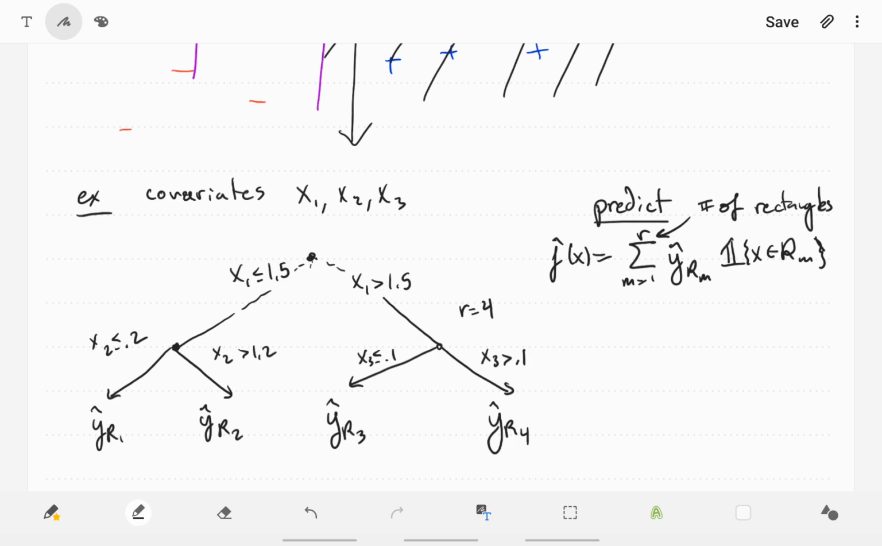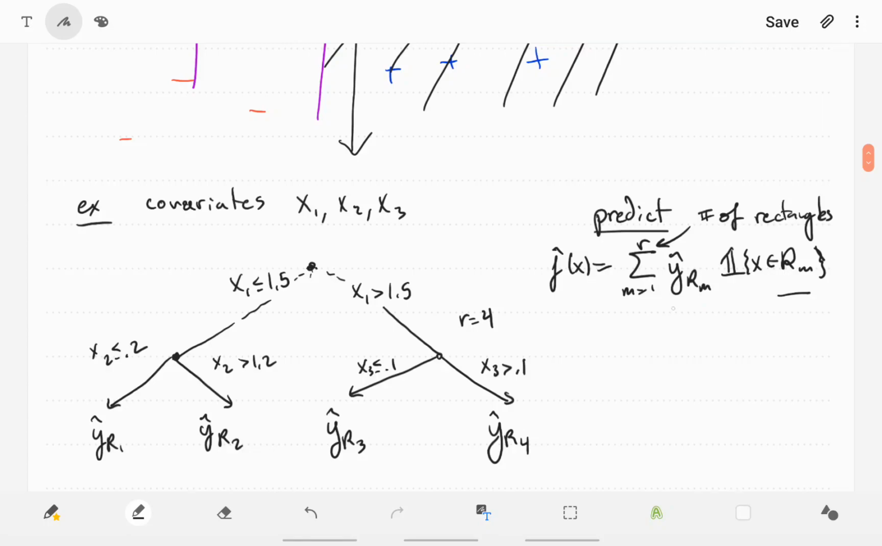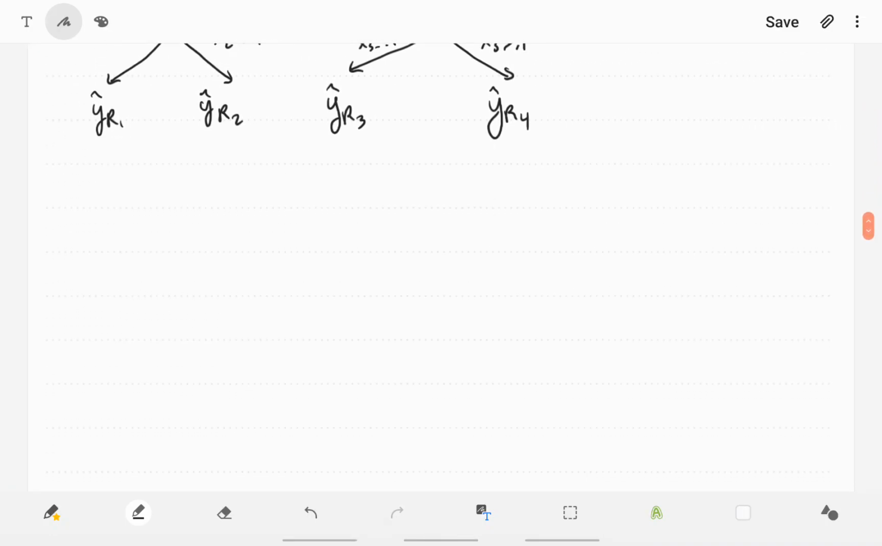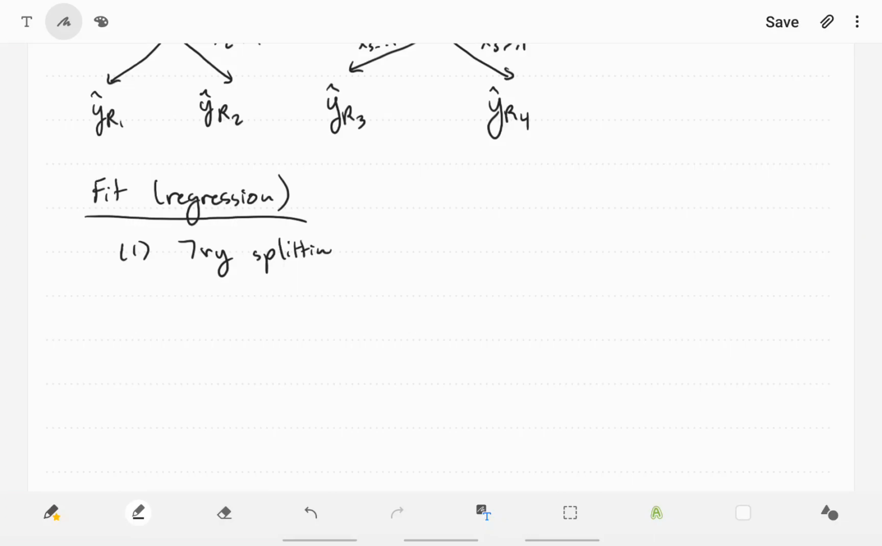So the big issue, of course, is in fitting, and there are two things that we need to fit. One is the rectangular regions themselves, which correspond to those splits, and the other is this y hat for each rectangular region. So how do we fit? Well, let's first talk about the regression context, because it's sort of easier in that setting. So the first thing we would do is we would try splitting our data into half planes.